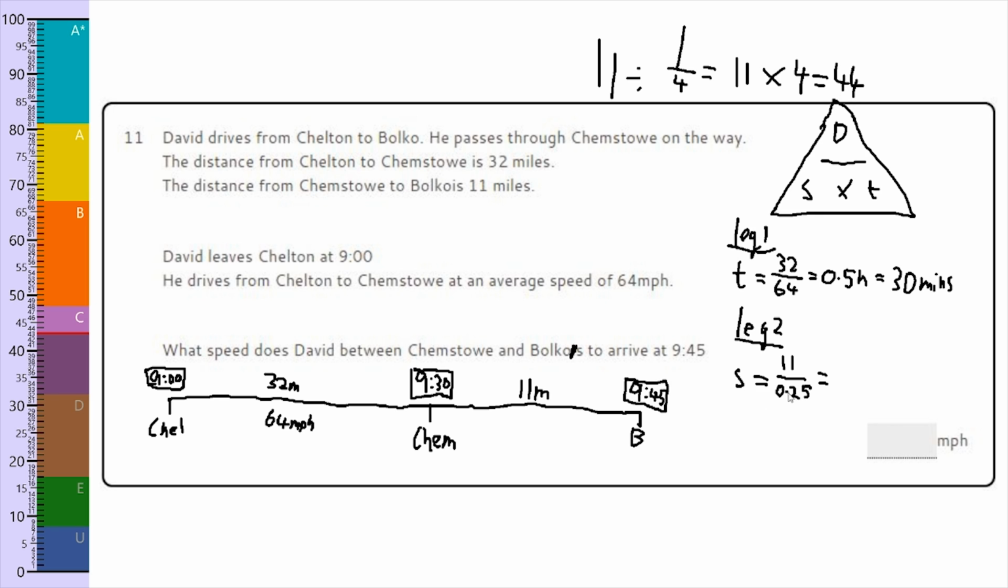Or how many quarters are there in 1? Well, there's 4 quarters in 1, so how many in 11? Well, 4 times as many. I'm doing well at speaking. So 44 miles per hour. That's going to be the answer.